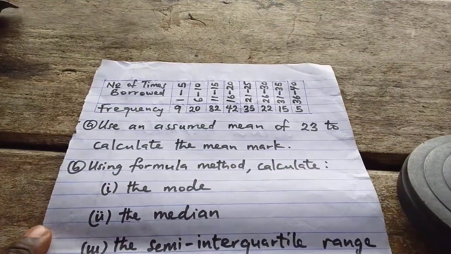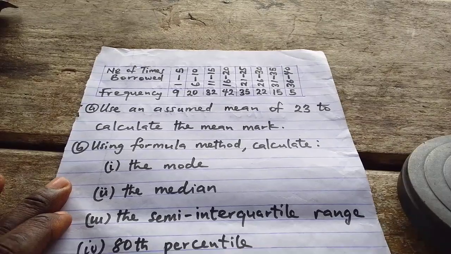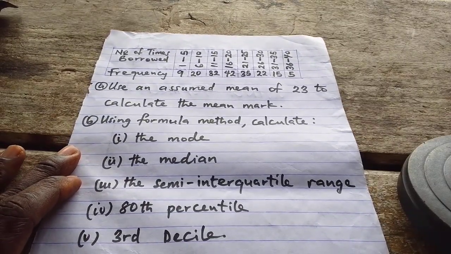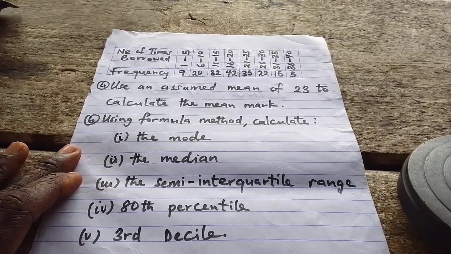B. Using formula method, calculate the mode, the median, the semi-interquartile range, the 88th percentile, and the 3rd decile.